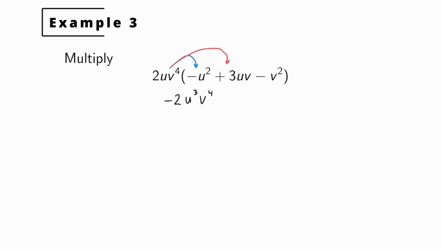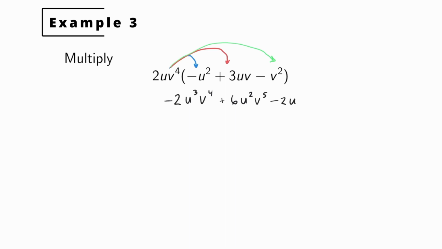So we're going to have 2 times positive 3 is 6. So positive 6. We have u times u will give us u squared. And then we have v to the 4th times v to the 1st will give us v to the 5th power. And then finally we have our last term. Okay, so we're going to have 2 times negative 1, which is negative 2. We have u times 1, so u.